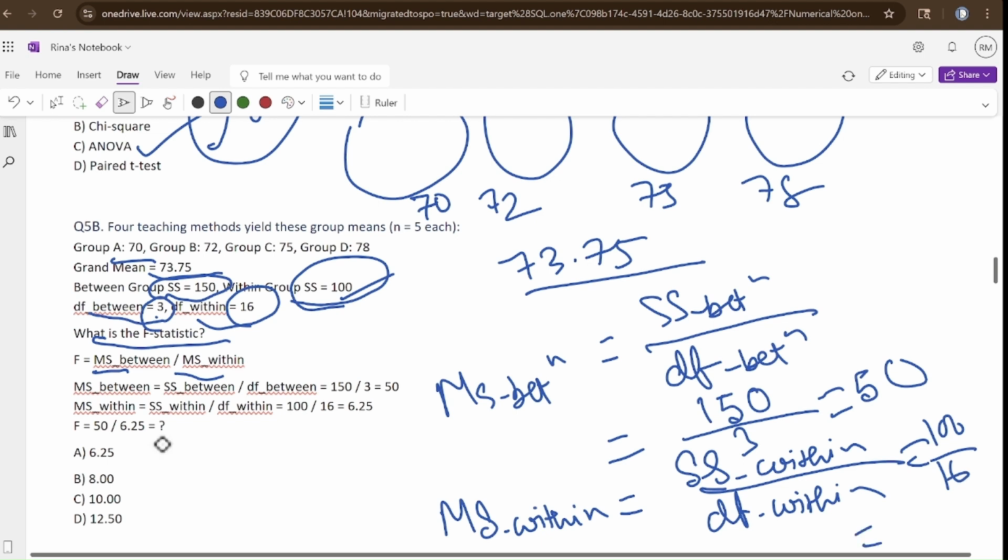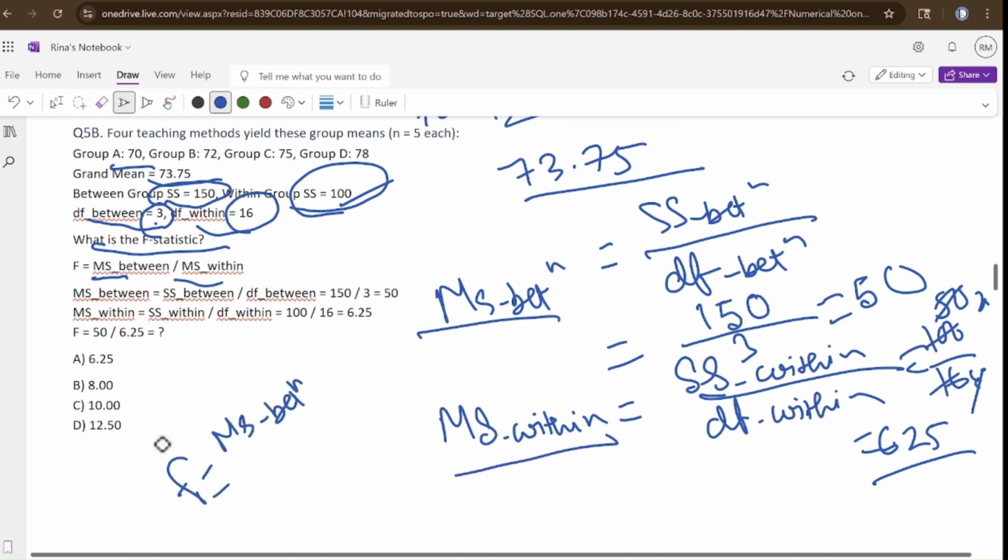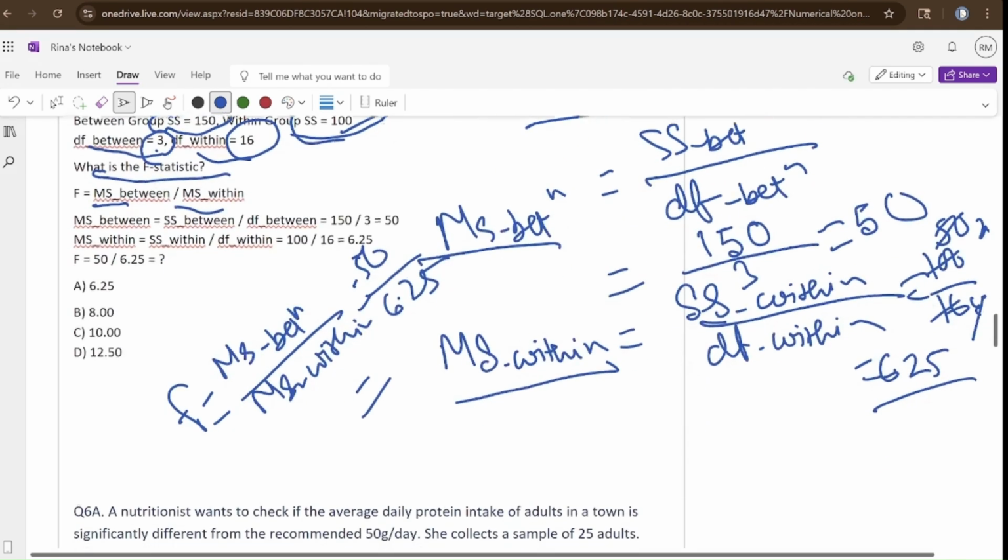So it will be around 6.25. Sorry, 6.25. Okay. Now once you get them, now you can simply write F equal to MS between by mean square within. So mean square between is 50, mean square within is 6.25. Now you can calculate whatever the values. Okay, now let's do the next one.